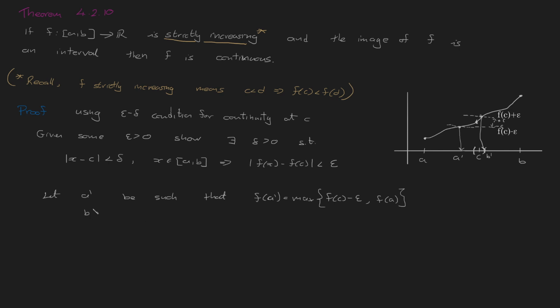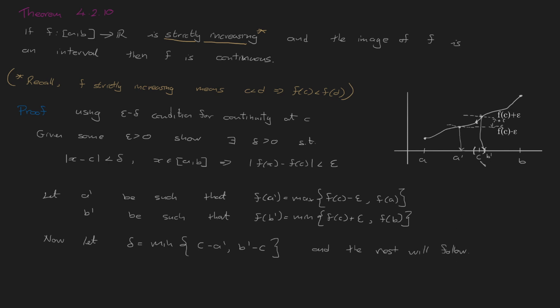And similarly, I'm going to take b prime such that f of b prime is the minimum of f of c plus epsilon or f of b, just to make sure that the value f of c plus epsilon is not so large as to exceed f of b, and therefore I wouldn't have a b prime. So now we let delta equal the minimum of c minus a prime or b prime minus c, and the way that these are set up, these are both positive, and the rest will follow.